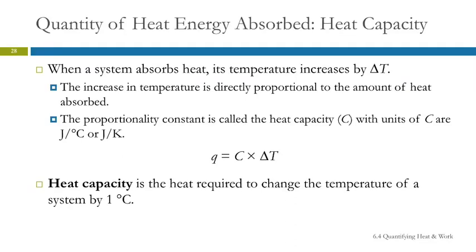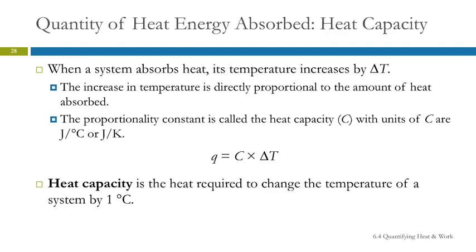So when a system absorbs heat, its temperature goes up. And we call that delta T, and that would be the final minus the initial temperature. The increase in temperature is directly proportional to how much heat was absorbed. If you put more heat into the system, the temperature goes higher than if you put less heat in.